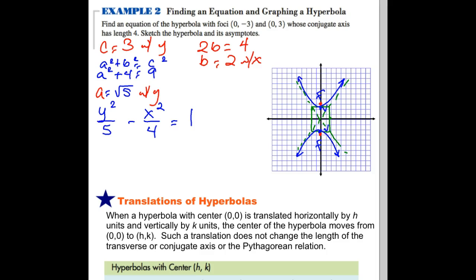All right. We've got our equation, we've got our sketch. What are the asymptotes? We have y equals plus or minus our slope times x, right? What's the slope? Go from the center out to a corner of your box. From 0, 0, we went up root 5 and we went over 2. So root 5 over 2. Questions about that?